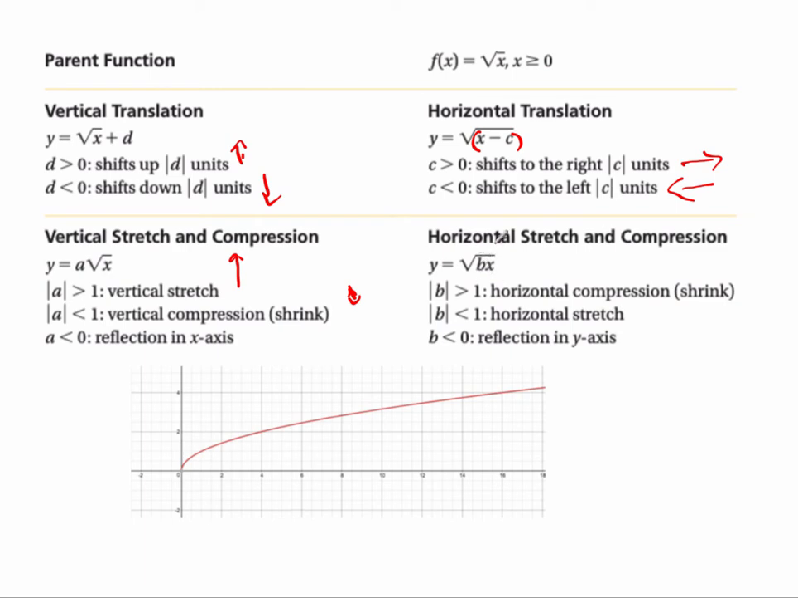Now, if B is inside the radical and it's greater than 1, then it's going to be a compression. And if B is less than 1, it'll be a horizontal stretch. So vertical compression and horizontal stretch can be equivalent depending upon what A and B are. If B is negative, it's going to be a reflection across the y-axis.